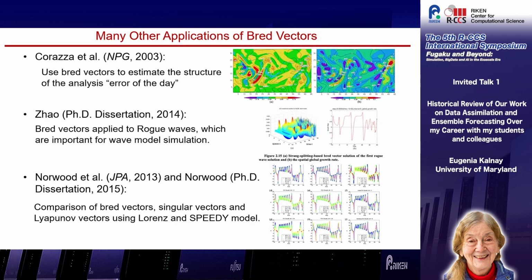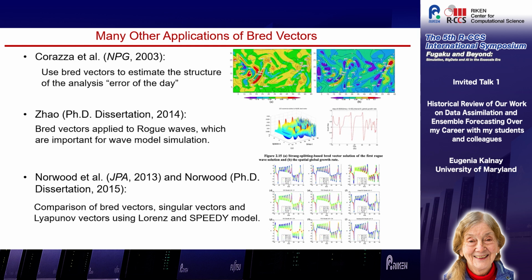Very importantly, with my student Matteo Corazza, we demonstrated that Breeding vectors show spatial structures similar to the background errors of the day for data assimilation. Using a quasi-geostrophic model, we showed that the background error covariance constructed from only 10 surrogate Breeding vectors can explain over 85% of the background errors.